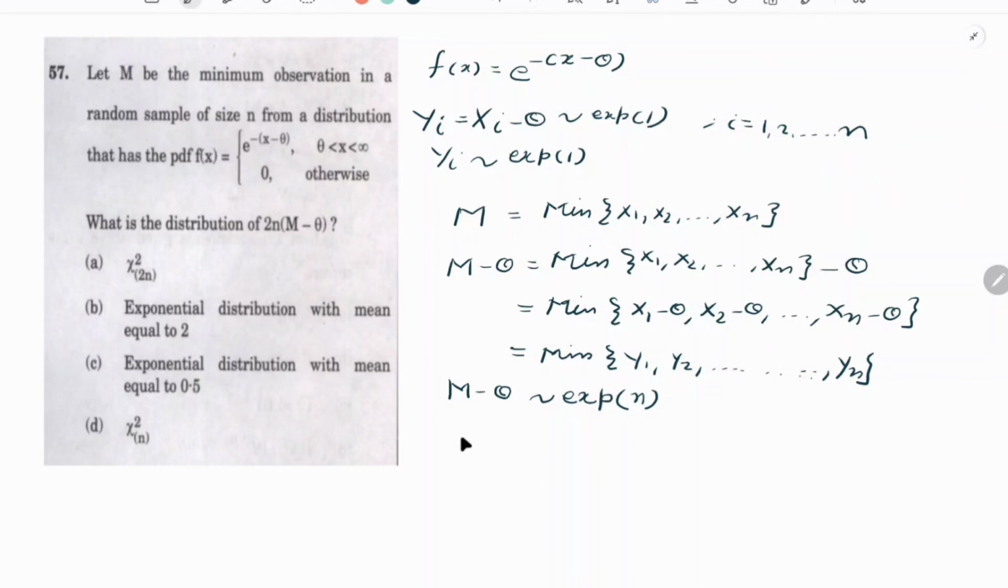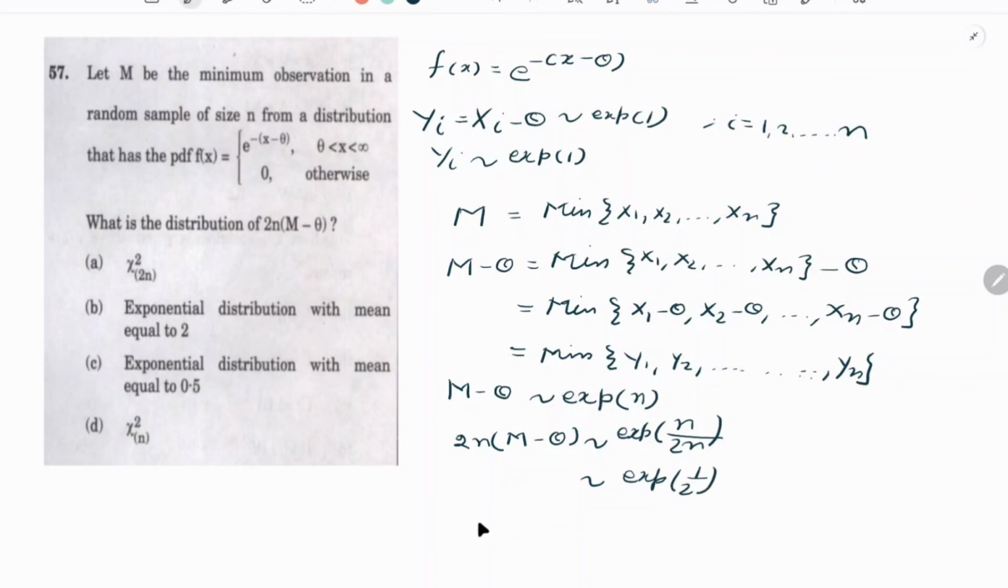Now we have to multiply this by 2n. If we multiply an exponential random variable by some constant, then that constant goes into the denominator of the parameter. n is the parameter and 2n will come in the denominator because we are multiplying here. If we divide by some constant, this constant goes into the multiplication of the parameter. So this is the property of the exponential distribution. So this will follow an exponential distribution with parameter half.